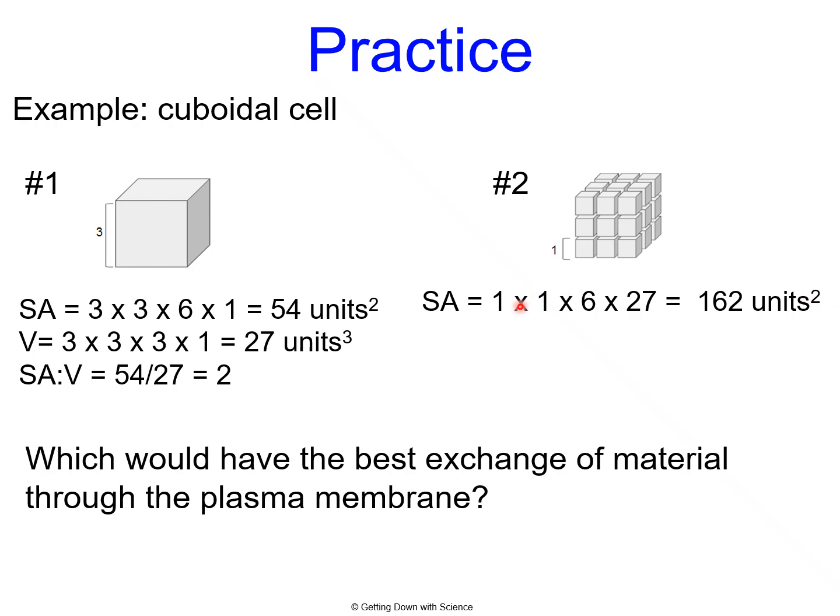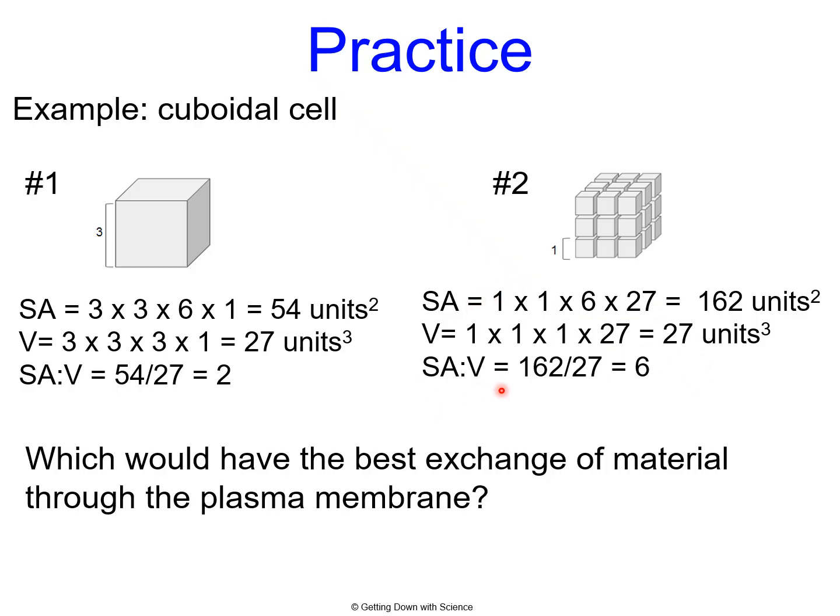Right. And now we're going to do the volume. So volume again is going to be the height times the width times the length times the number of boxes, and that gives us 27. So to find our surface area to volume ratio, that's going to be 162 divided by 27, and that gives us 6. And your answer should be very obvious because remember, the higher surface area to volume ratio is the one that is going to be the best at exchanging materials. So option 2, which is this one, has a higher surface area to volume ratio. So that is the correct answer.